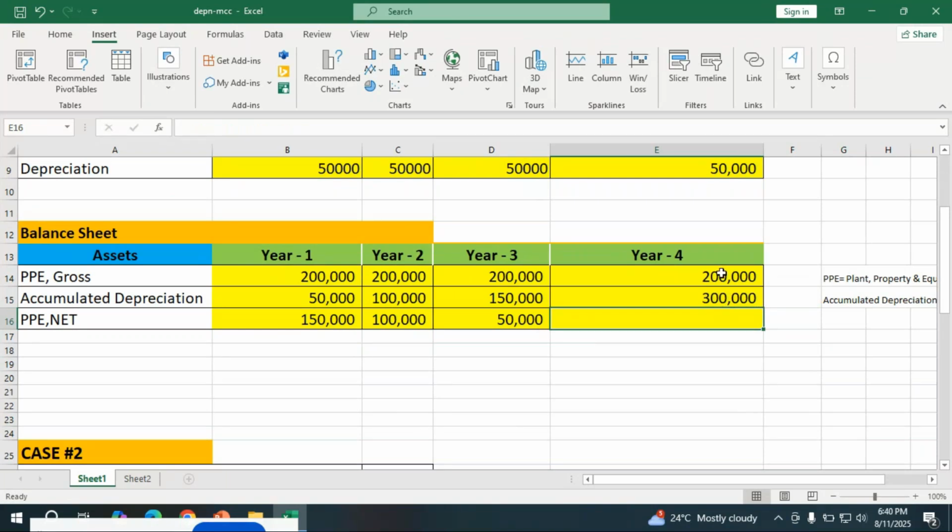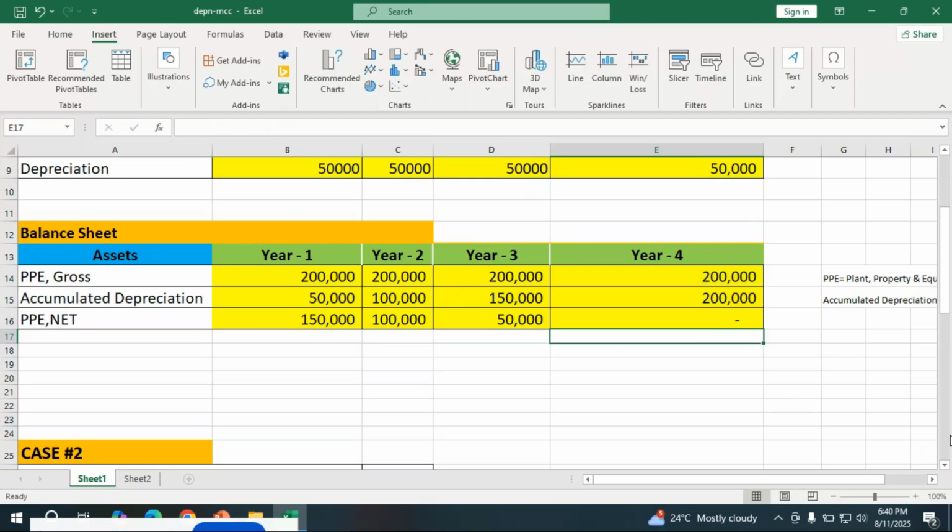No, sorry, one second. 50,000 of year 4. Okay, so like this you're supposed to get. So here it will be minus. It's a minus sign. 2 lakh minus 2.